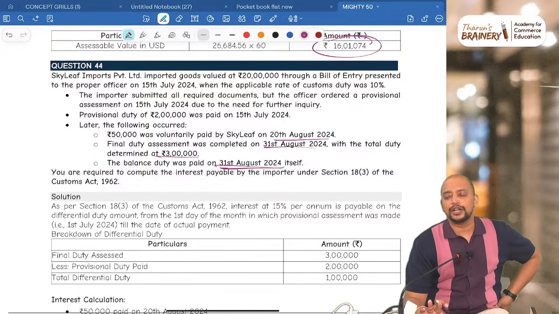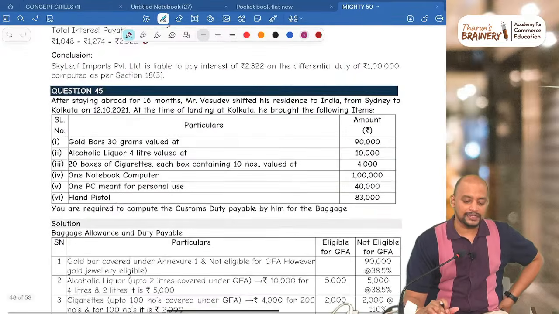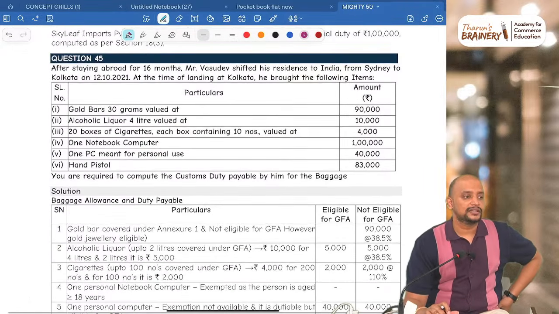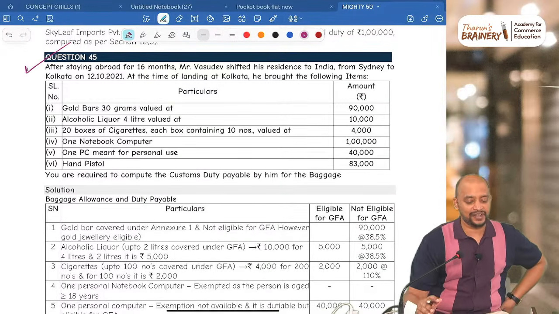So I told you, on provisional assessment, mostly interest computation only will come in this attempt. This is like this. Next, suppose it is a refund, if we do not get it within 3 months from the date of final assessment, we should get interest at 6%. Look into question number 45.